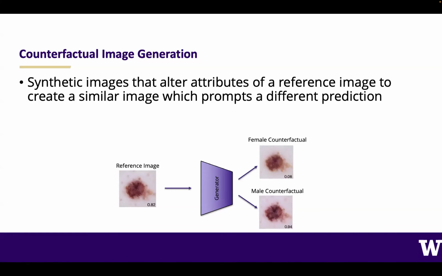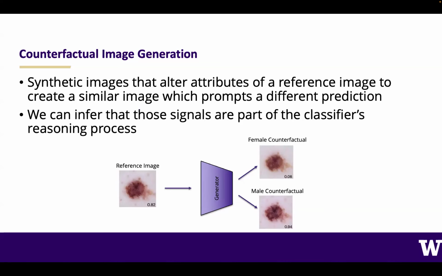So you have a reference image which has a certain probability, you pass it through a generator and you get a female counterfactual and a male counterfactual which causes the prediction of the classifier in the exact direction. So once you analyze these two counterfactuals and differences between them, we can infer that those signals would be part of the classifier's reasoning process. And to train this generator, we use a fine-tuned StyleGAN2.